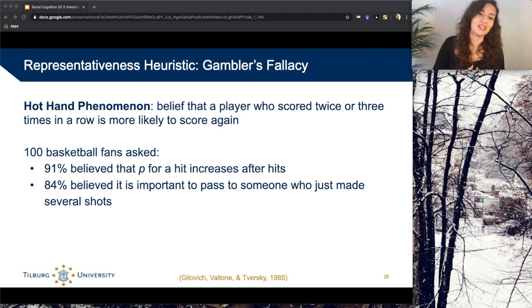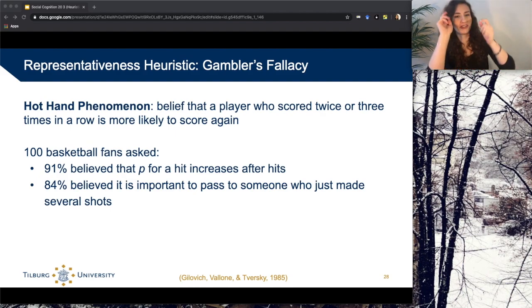I can show you another example of a fallacy that's related to representativeness, which is called the hot hand phenomenon. So if you're a sports fan, you might know about this. This is the belief that a player who just scored twice or 3 times in a row is more likely to score again. And here I have some data from Gilovich et al., where 100 basketball fans were asked, and almost all of them believe that the probability for scoring another hit increases after some more hits.